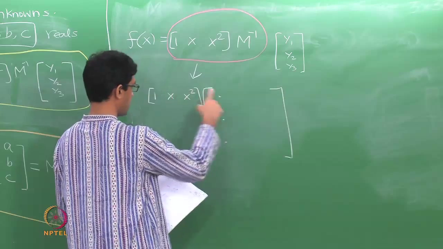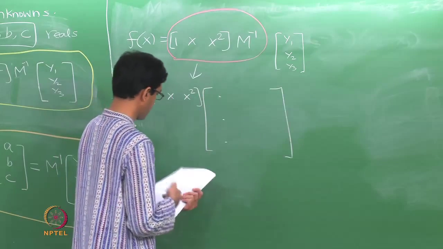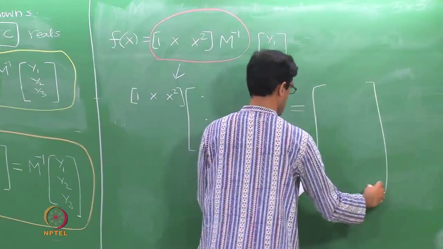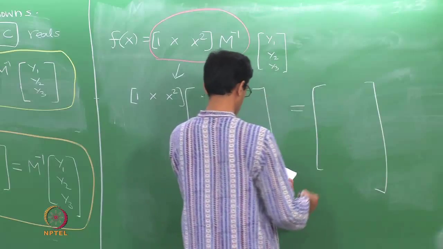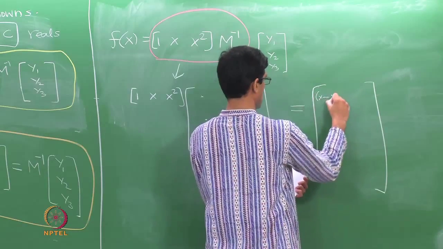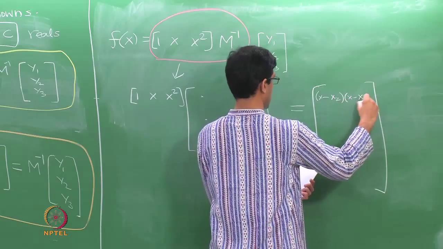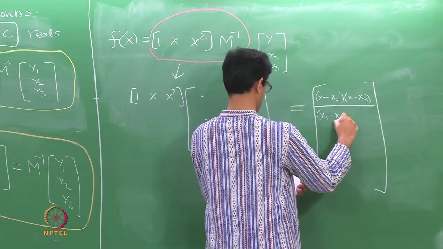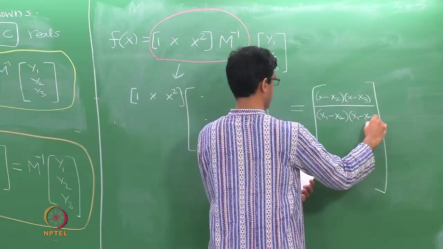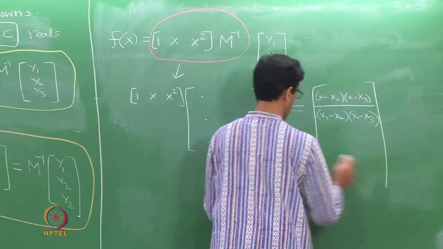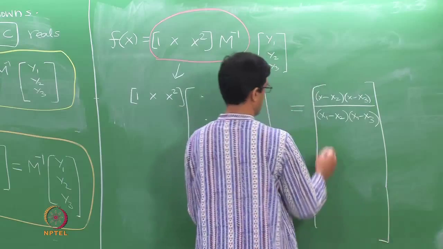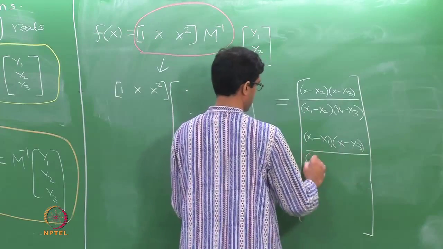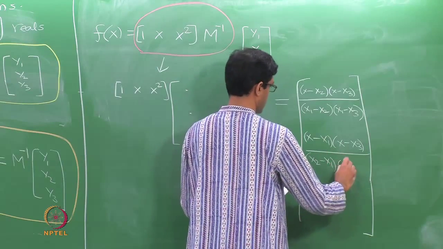Okay? Now when you multiply these two things out, here's what you will find. So there are 3 entries. Let me just tell you what the first entry looks like. It's x minus x2 times x minus x3 divided by x1 minus x2, x1 minus x3. And similarly, the other 2 entries are going to be, so let's write them out as well, x minus x1, x minus x3, over x2 minus x1, x2 minus x3.